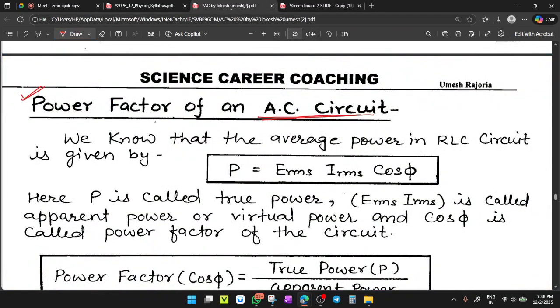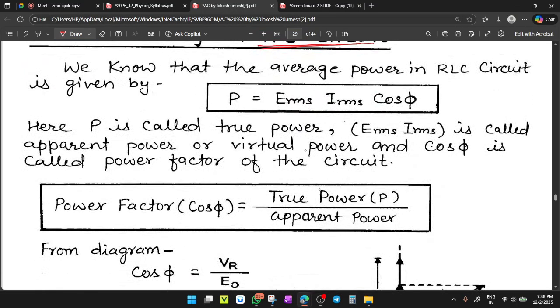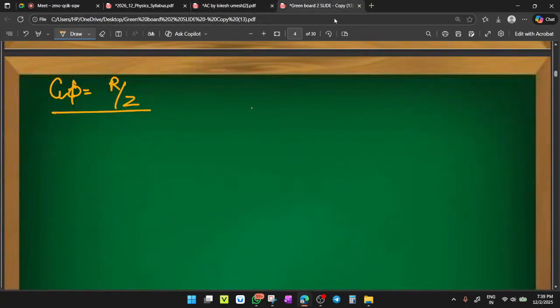So referring to the theory of the power factor, we know that the average power in an AC RLC circuit is given by P equals ERMS IRMS cos phi. Here P is called the true power. ERMS into IRMS is called the apparent power or virtual power. See here, two things are there.